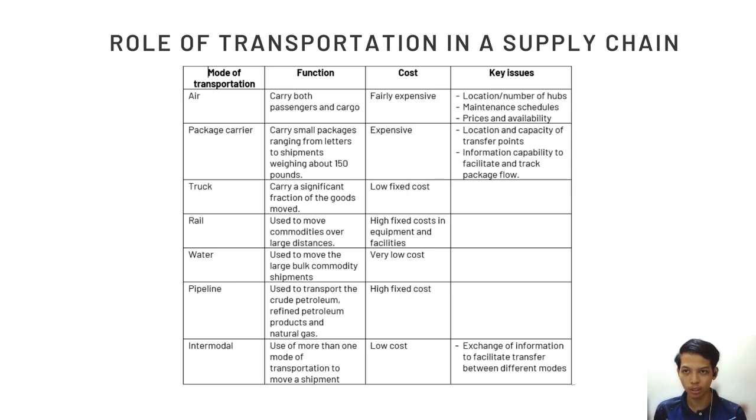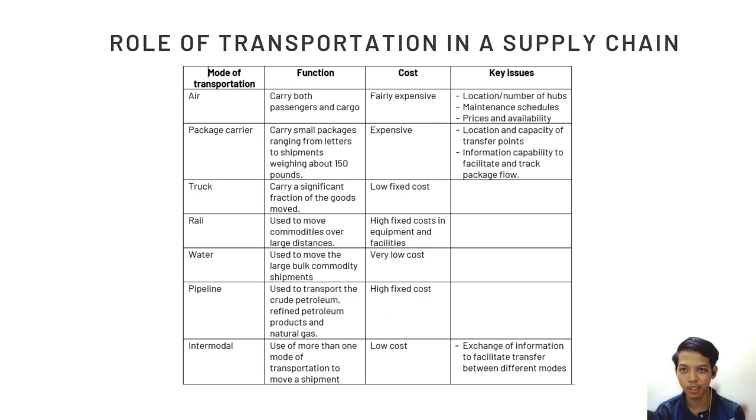Furthermore, large loads can be transported at a low cost using water transport. Large bulk commodity shipments are typically transported by water because it is the most affordable method for doing so. The ports and terminals experience significant delays because it is the slowest mode of transportation.